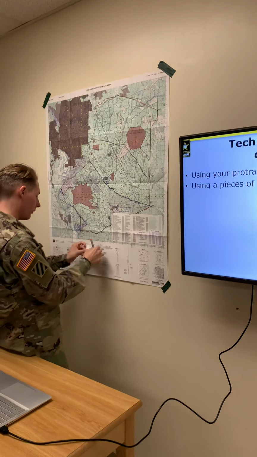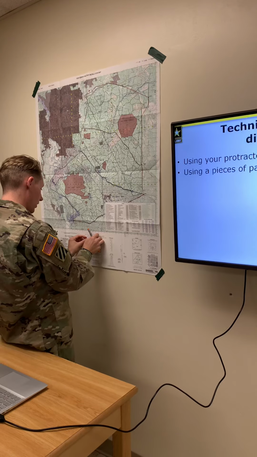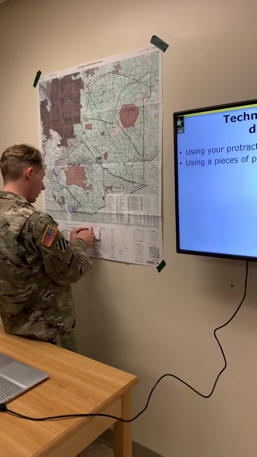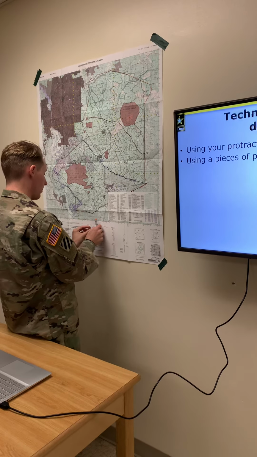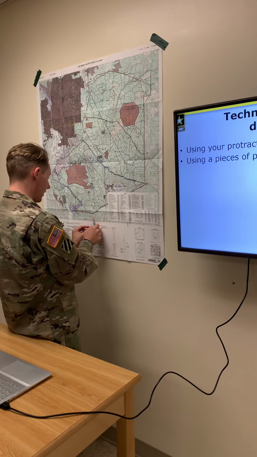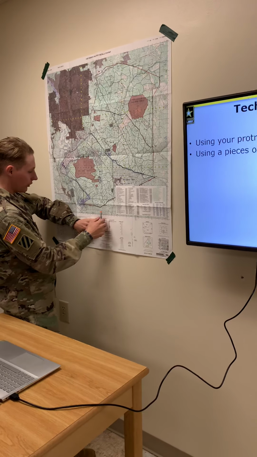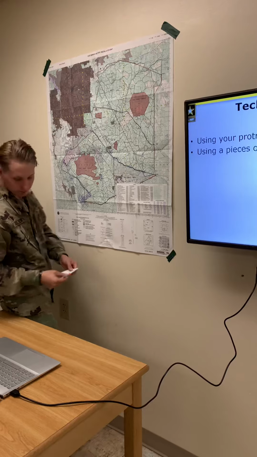Come down to your scale, and as your scale is, you have all the way up to 1,000 meters, like you have your initial portion of 1,000 meters, 2,000 meters, 3,000 meters, so on and so forth. As we can see from this right here, I am at roughly 1,200 meters, and that is how I got that.